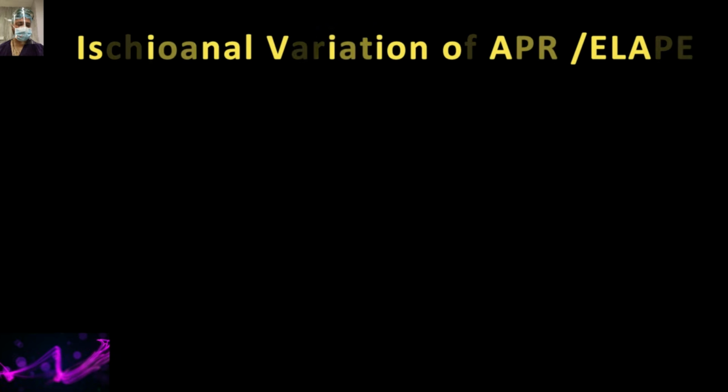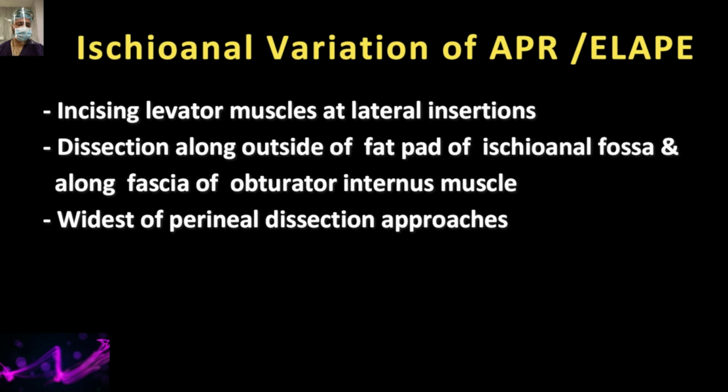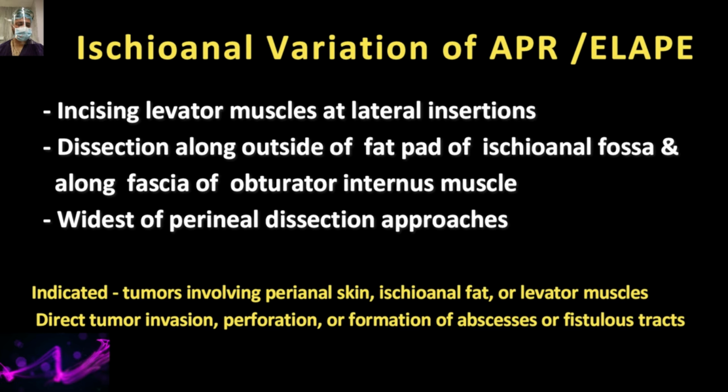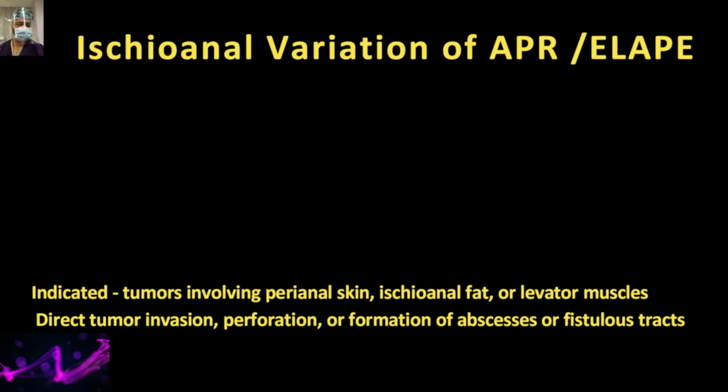There is one variation of APR or ELAPE, that is ischioanal resection. Basically we incise the levator muscle at its lateral insertion, and then we take out the whole pad of fat of the ischioanal fossa alongside the fascia of the obturator internus muscle. Just remember, it can be part of many questions, and it results in the widest defect. For that we will require a mesh or some prosthesis closure, and we will discuss that in a later part of this series. The indication will be when the tumor is directly involving the perineal skin, ischioanal fat or levator muscle, or there is a perforation or formation of abscess and fistula tract, then we will require an excision of this whole pad of fat.